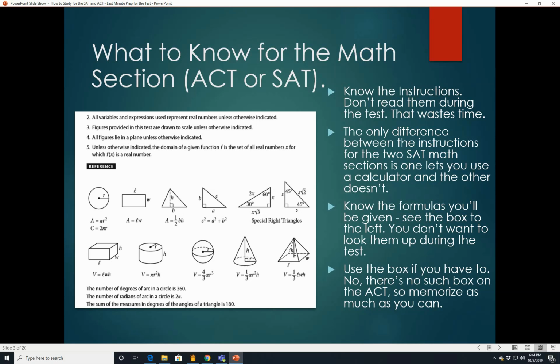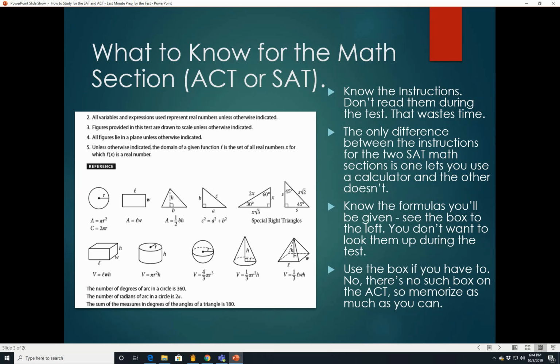On the ACT, it's the opposite. You can't assume that they're drawn to scale, and it's unlikely that they will tell you they're drawn to scale. If they do, then of course you can believe them, however. But on the SAT, they are drawn to scale unless they say, note, figure not drawn to scale. All figures lie in a plane unless otherwise indicated. Pretty much that's not a real problem. If it's two-dimensional, it's in a plane.